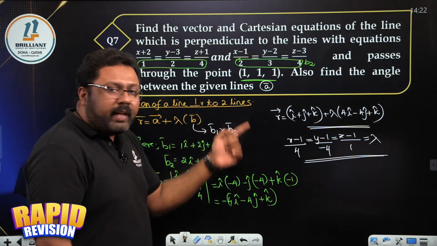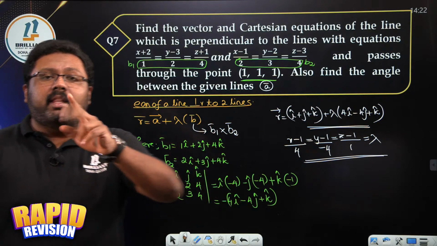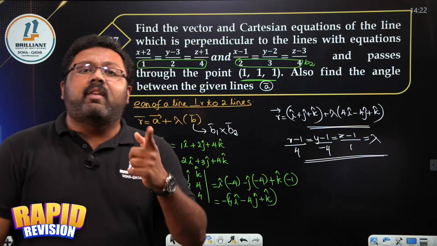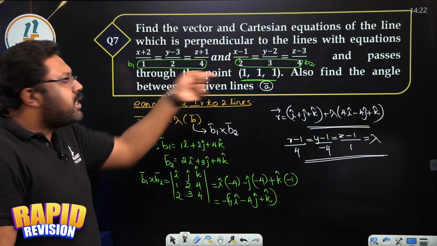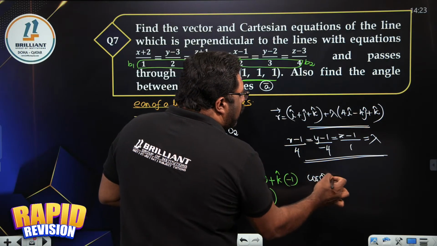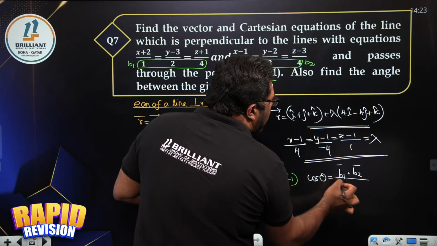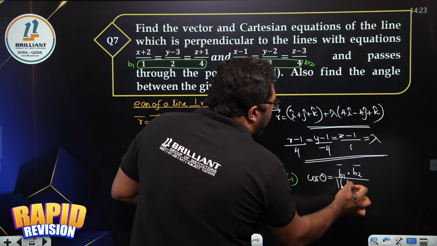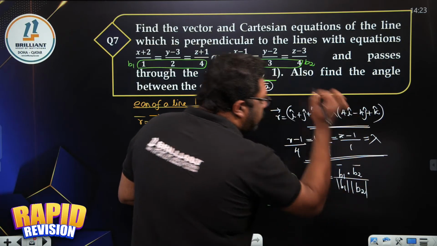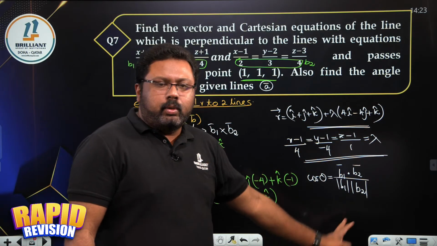And because it's so easy, they could ask you to find the angle between the two lines. Find the angle between the two lines could be a very good additional question in the 5 mark criteria. Simply use the formula: cos theta is equal to B1 dot B2 divided by magnitude B1 times magnitude B2. Not going to waste my time finding that. Please, you have to do it.